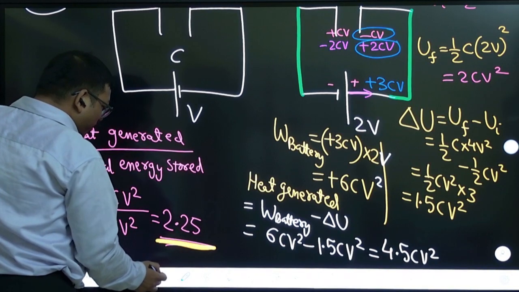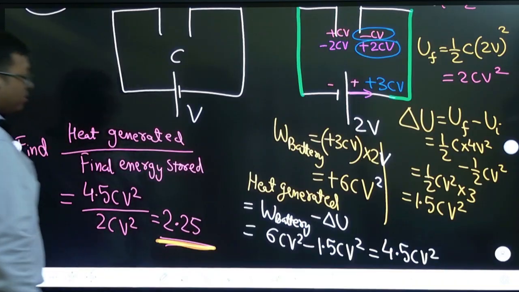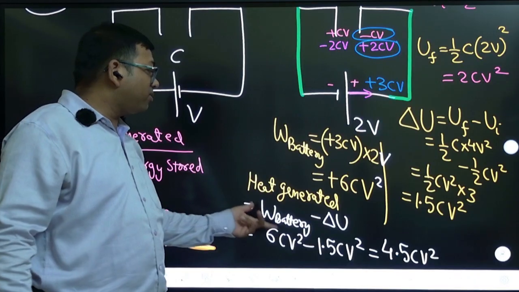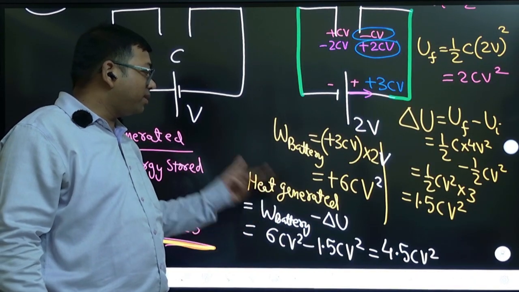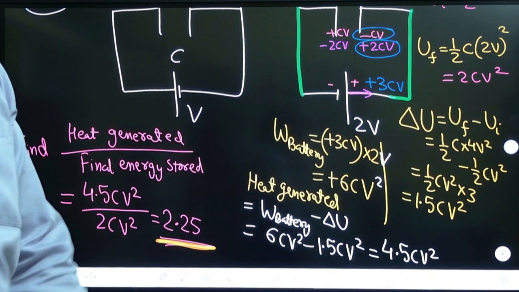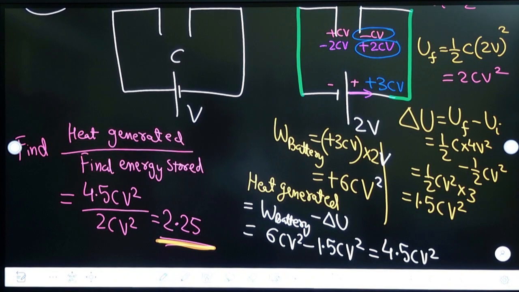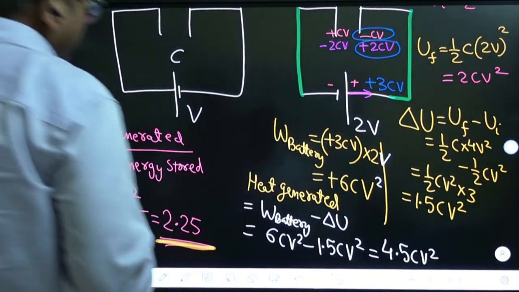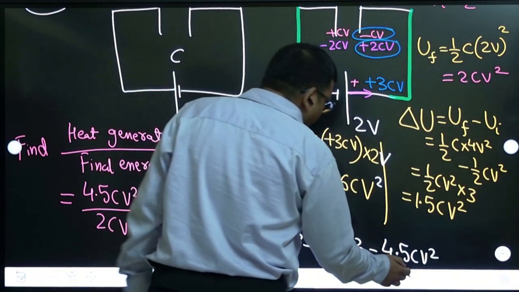Many people will not be able to do this because they will get stuck on the calculation of heat generated. So this formula we should know: work done by battery minus change of energy. Then you can work out any type of question on this. This is over. Now we need to see about insertion of dielectric and the force generated.